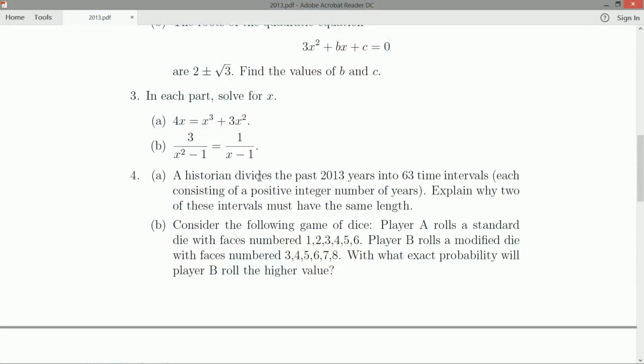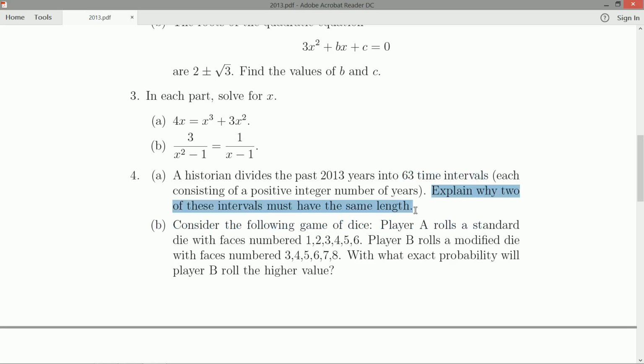A historian divides the past 2013 years into 63 time intervals, each containing a positive integer number of years. Explain why 2 of these intervals must have the same length. Okay, so at first glance, I'm thinking pigeonhole principle, but then again, we're not trying to show that 2 things must fit into a number of time intervals. So what could we do here?